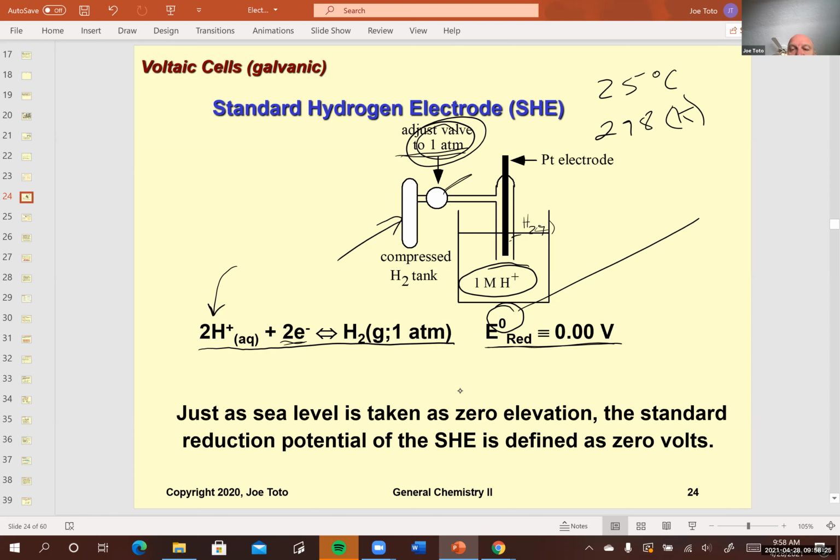Now, the other half cell, you can imagine maybe it's over here somewhere in a beaker, and it has an electrode in it. Now, this guy has a platinum electrode for the standard hydrogen setup for that half cell. And the reason why we have to put in this platinum electrode is because if you look at this half reaction, there are no solid surfaces involved in this half reaction. So we have to supply a solid surface.